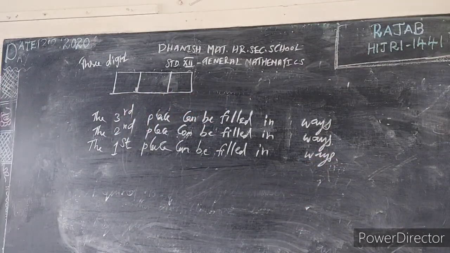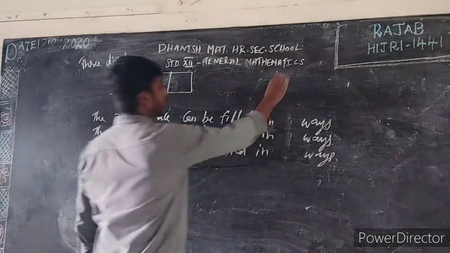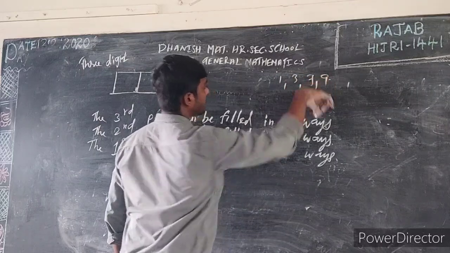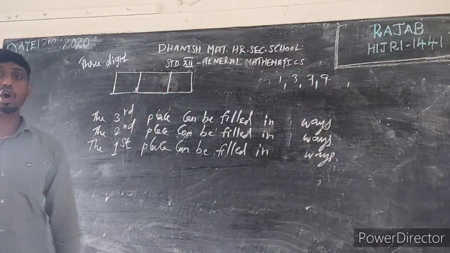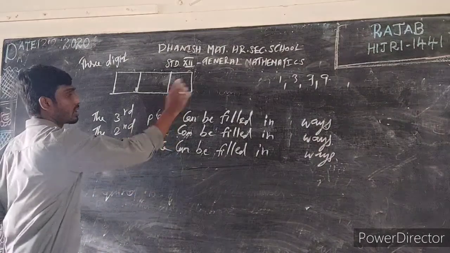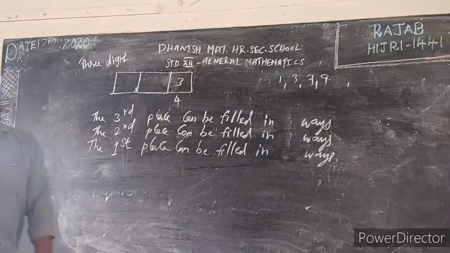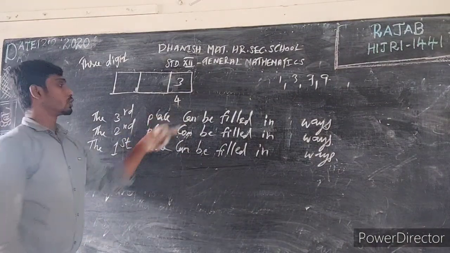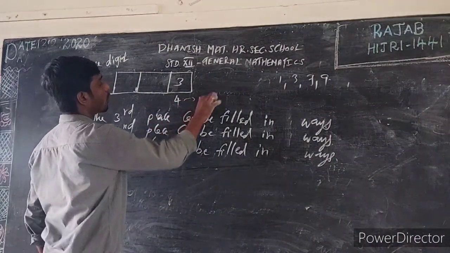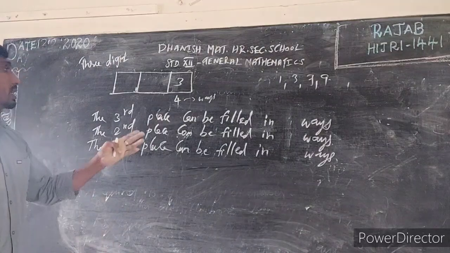Okay. So let's come to that. What is the value here? That will be 1, 3, 7, 9. This is neither divisible by 2 nor by 5. We are having 5. This will be third place. You are having 4 ways here, because 1, 3, 7, 9 are 4 ways.